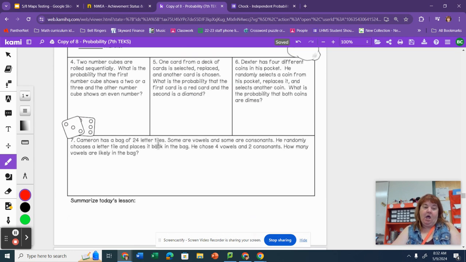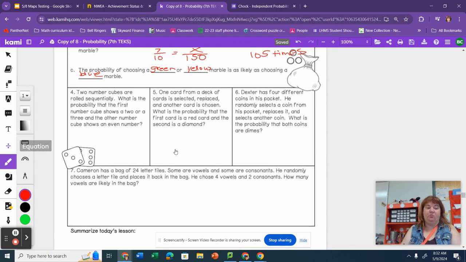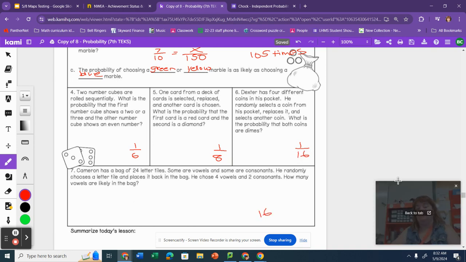Okay. 2 number cubes are rolled sequentially. I mean, you guys get the gist on this. Let me just give you the answers. If you want to try these on your own, you can. And then I'll just put the answers. So this is 1/6. See if you can get 1/6. This is 1/8. And this is 1/16. And this last one is 16. Okay, why don't you go ahead and get practicing?